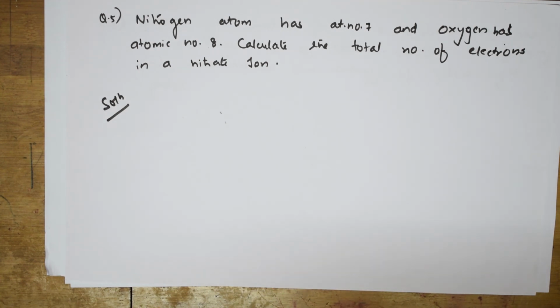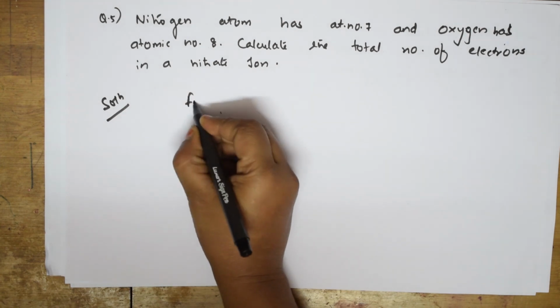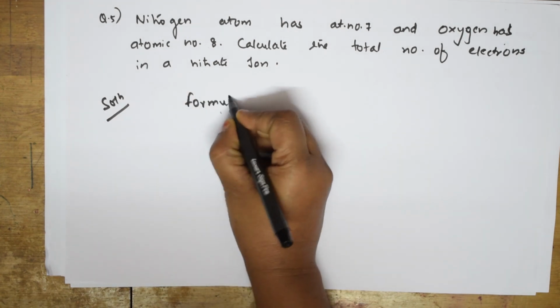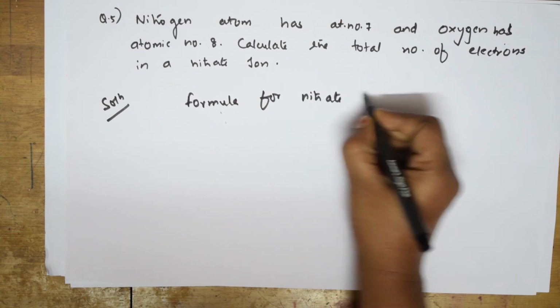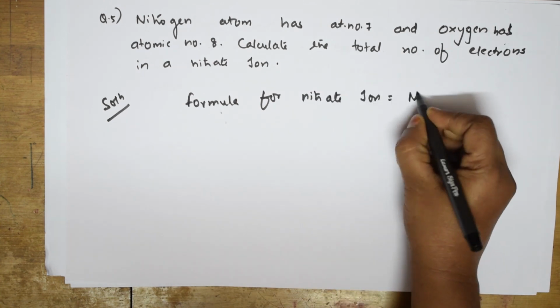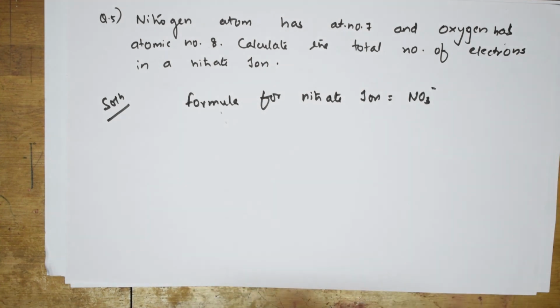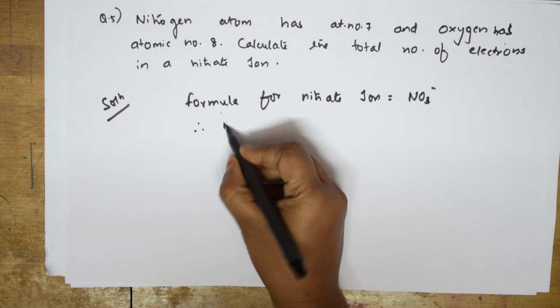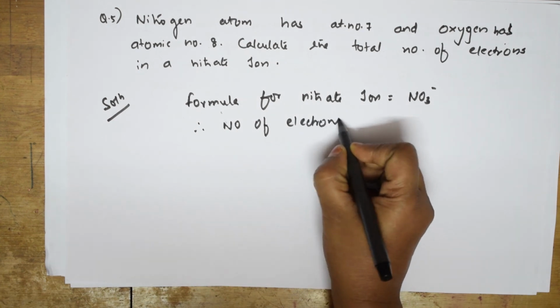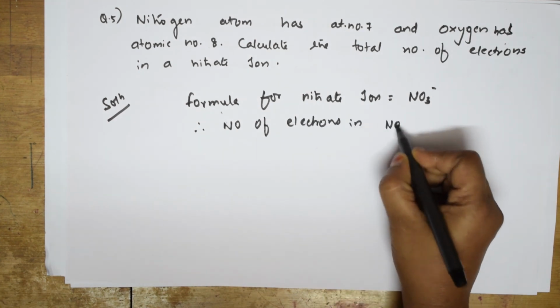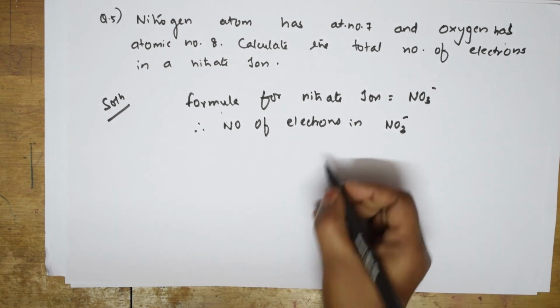Fine. So first of all, let us write the formula for the nitrate ion. What is the formula for the nitrate ion? It is nothing but NO3 minus. Correct? Right. So next important thing: the number of electrons in the NO3 minus ion. So how many are there?